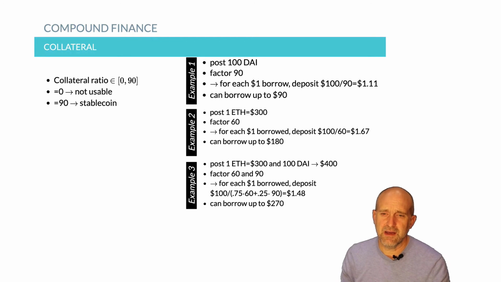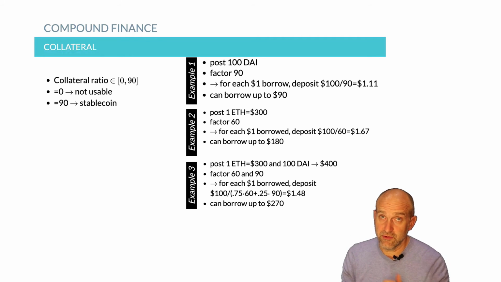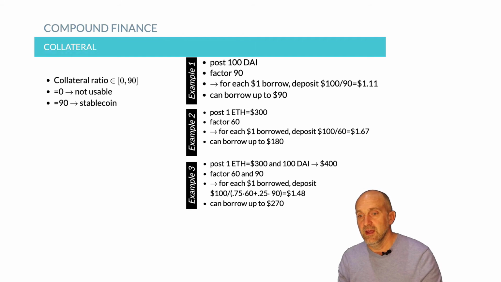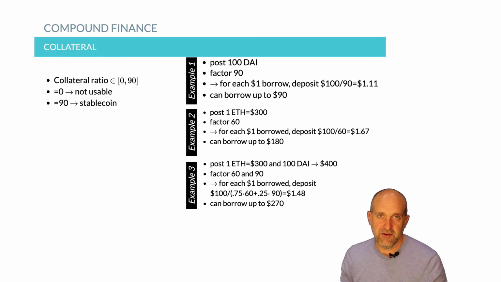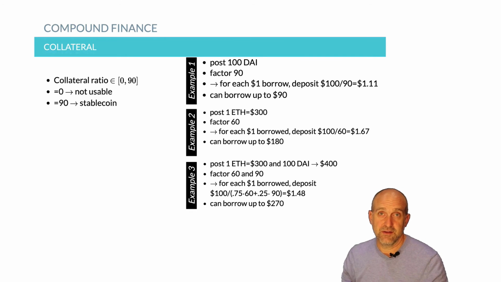Let me do this again by a few examples. Now, the way it works again is that in Compound there is a collateral ratio. These collateral ratios depend on the particular security that you have. If you have a collateral that has a collateral ratio of 0, then that's good for nothing. You can't actually even loan it. If it has a collateral ratio of 90, then it means that it's effectively what you put as collateral is a stable coin. Right? So it is very secure.